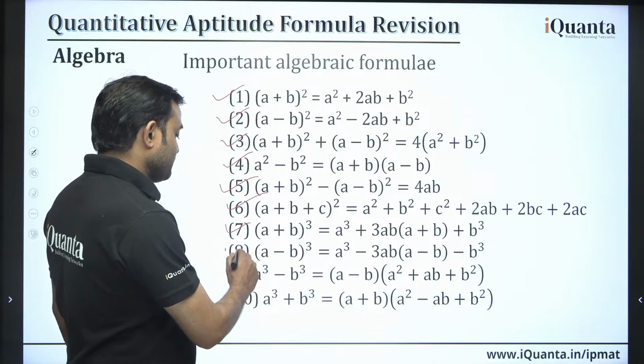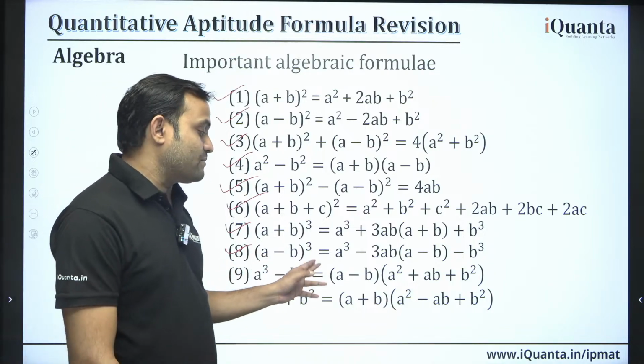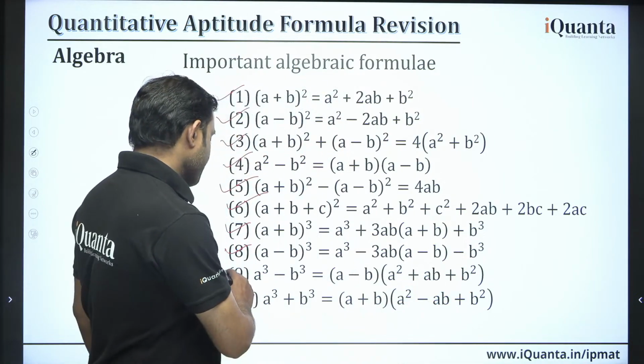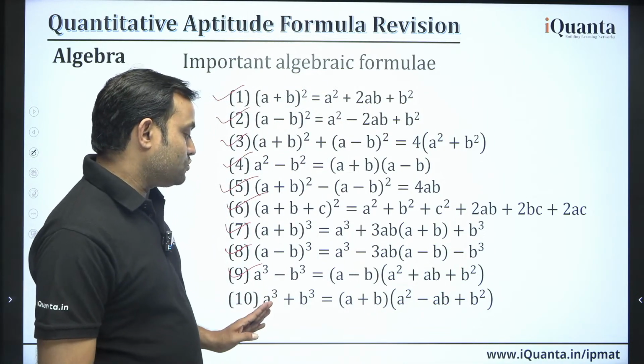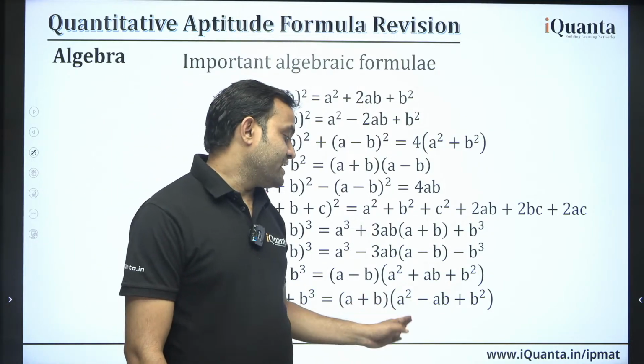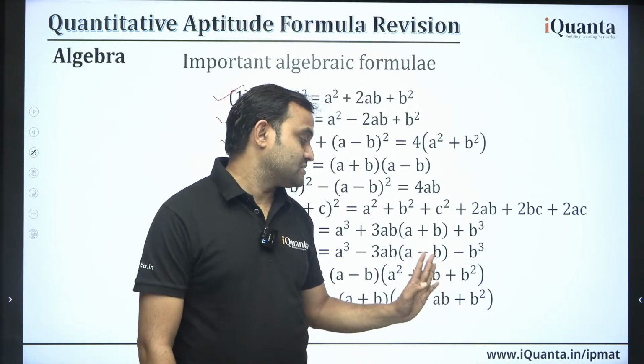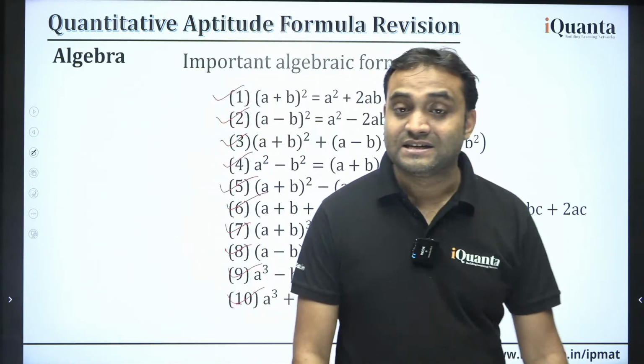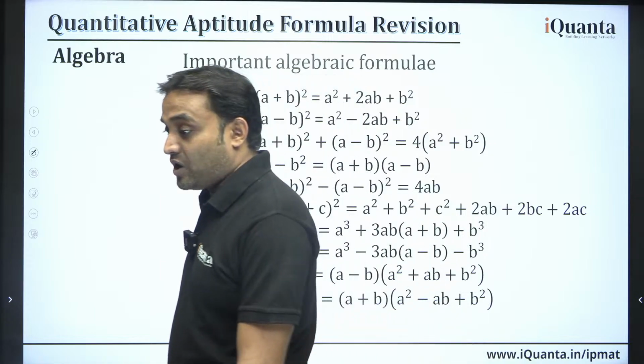And then we get a^3 - b^3, which is (a-b)(a^2 + ab + b^2). Then comes a^3 + b^3, which is (a+b)(a^2 - ab + b^2). So, these are the important algebraic identities that will be used throughout. Okay.